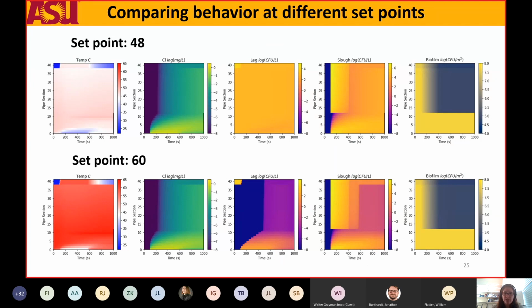If we were to compare different set points, I know there's a lot on this slide here. So the main thing to note is that at the higher set point, the temperatures are higher, more red throughout the system on the bottom left graph there. And additionally, our Legionella concentration is decreasing at the set point of 60. So we can see that happening in the darker blue colors in the center Legionella plot for the 60 compared to the 48.